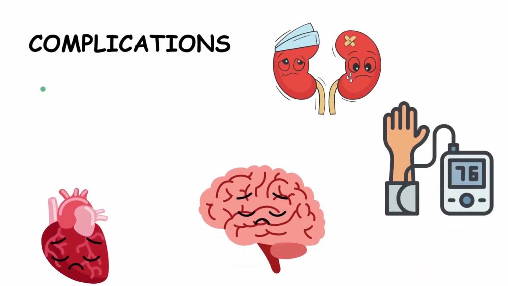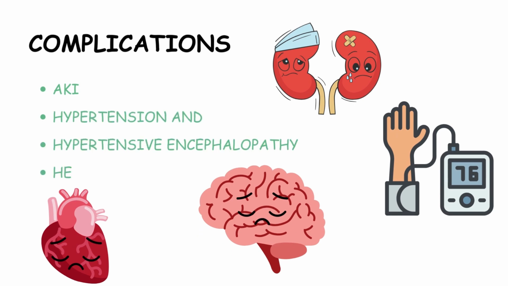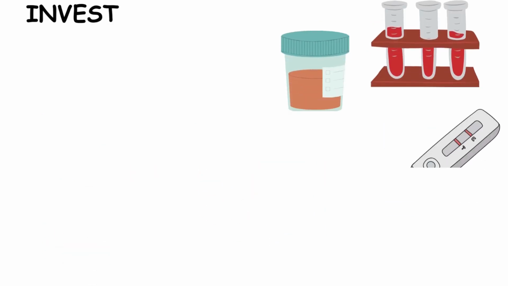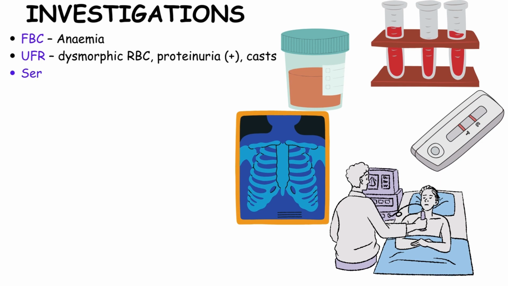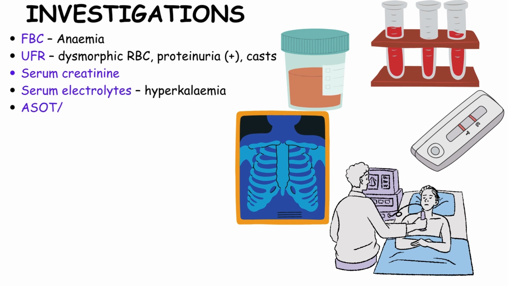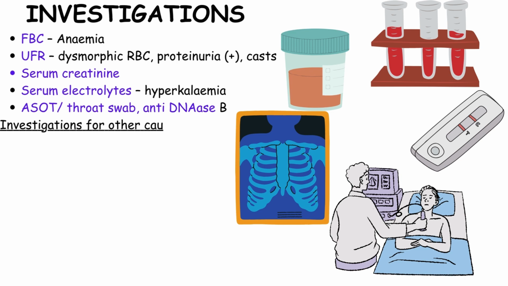Complications of nephritic syndrome include acute kidney injury, hypertension, hypertensive encephalopathy, and heart failure. Investigations for nephritic syndrome include full blood count for anemia, urine full report for dysmorphic red cells and proteinuria, and serum creatinine. Serum electrolytes for signs like hyperkalemia. ASOT, throat swab, and anti-DNase B help identify streptococcal infections.